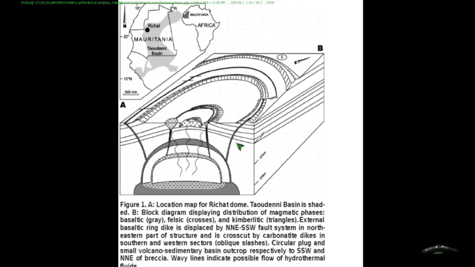And we can see in the middle we have the hydrothermal activity. We have little dikes coming up here, but it never really turned into a huge volcano.